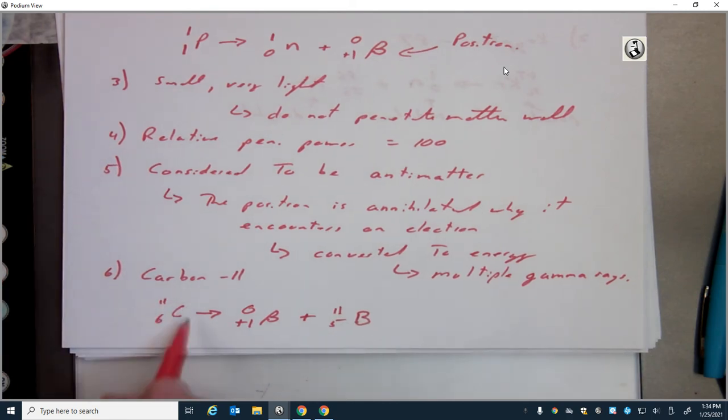Again, parent material, it's radioactive. Here's my positron that it produces, and here's my boron, my daughter material. So we're taking a proton and converting it to a neutron. So the number of protons changes, but my mass stays the same.